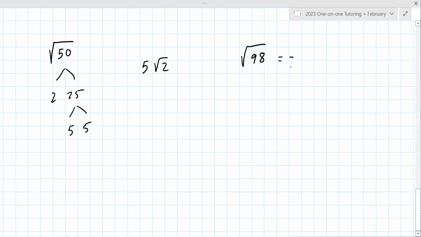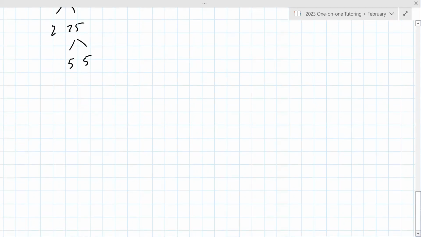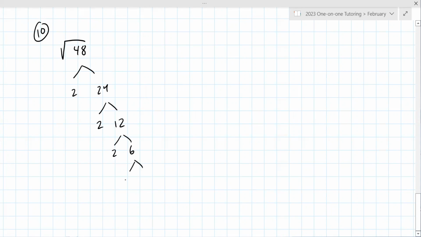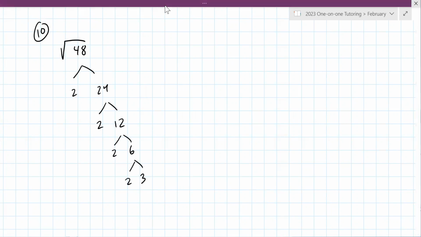Good, really good. Okay, so the next type of problem you will see has more than one pair that you can factor out. Let's look at an example of that. Let's look at the square root of 48. This is number 10 on your list. So this is broken apart as 2 and 24, 2 and 12, 2 and 6, 2 and 3.